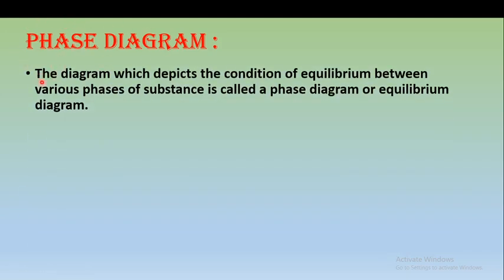So what is a phase diagram? A phase diagram is a diagram which depicts the condition of equilibrium between various phases of a substance. It is called a phase diagram or equilibrium diagram. Various types of equilibrium we have studied: true equilibrium, non-equilibrium, metastable equilibrium. Between the various phases, solid, liquid, gases, the equilibrium between the different phases is depicted. So it is called a phase diagram or equilibrium diagram.